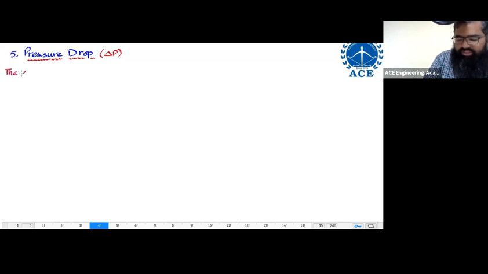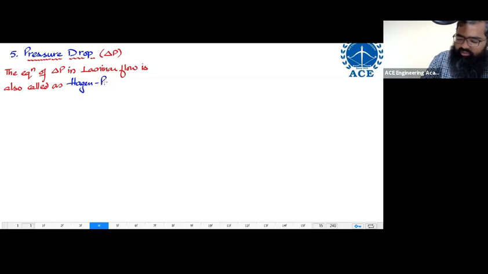The equation of delta P in laminar flow. Laminar flow is also called as, what is it called as? It is called as Hagen-Poiseuille equation.